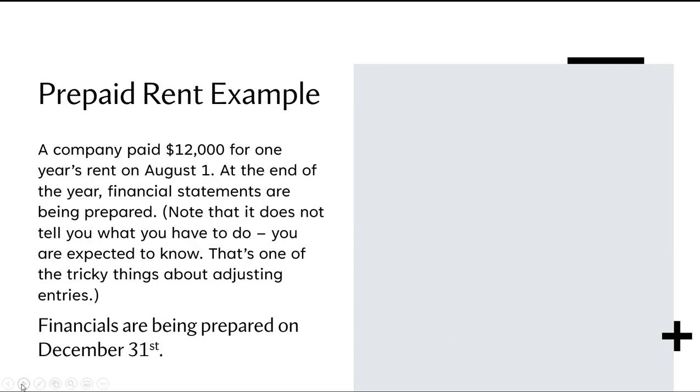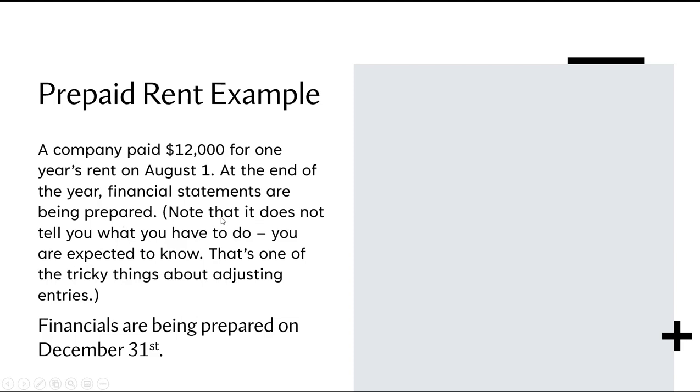All right, another deferral, prepaid rent example. Company paid $12,000 for 1 year's rent on August 1st. Now, remember to watch your dates and rates. I tell students dates and rates. Those are the things that are going to give you trouble, all right? So they paid $12,000 August 1st. At the end of the year, financial statements are being prepared.